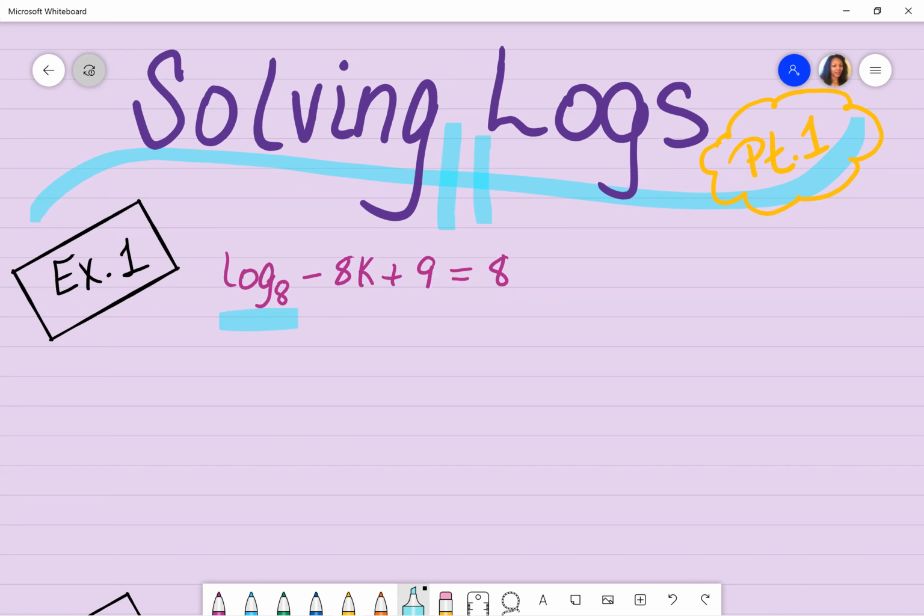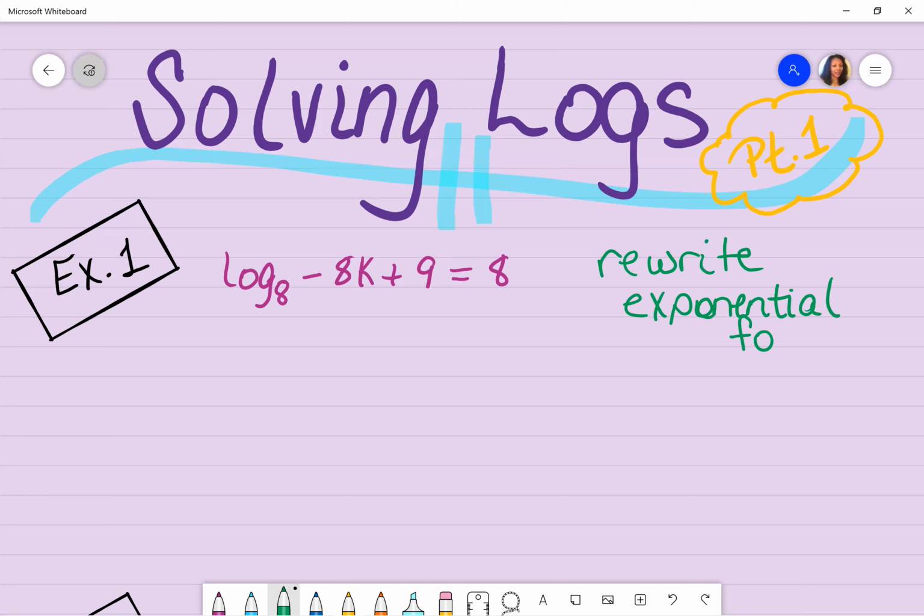The first thing you want to look for is how many logs you see on either side of the equal sign. If I just see one log, at some point I know that I'm going to have to rewrite this. Since it's currently a log, I'm going to rewrite it in exponential form. When I'm writing in exponential form, that means the log abbreviation disappears. So this is what it will look like.